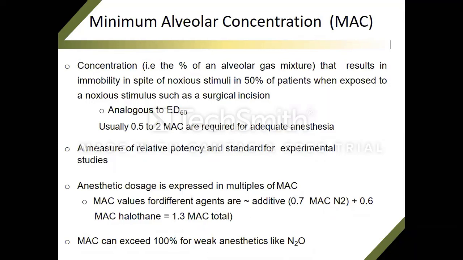So this is all related to the minimum alveolar concentration, which is important because it gives us an idea about the potency of the drug. It tells us whether the anesthetic is weaker or stronger. It also gives us an idea, when we are going for a mixture of gases, of the final MAC value we are going to achieve with that anesthesia. That's why you should know the MAC value. Apart from that, for experimental studies, MAC values can be used as a standard.